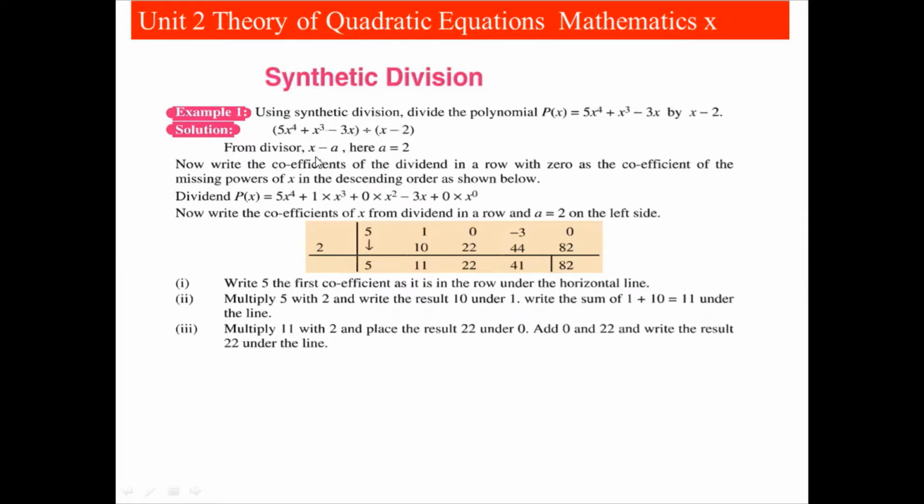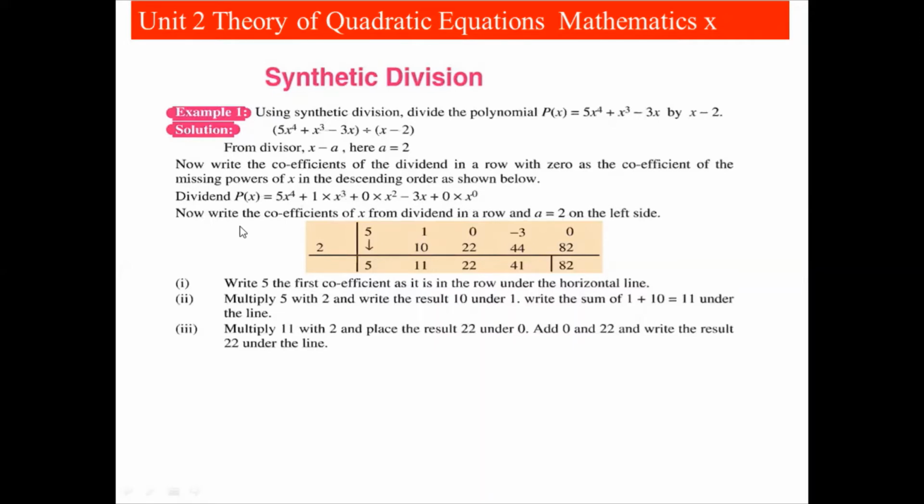Now we have to write the coefficients of the dividend in a row, with 0 as the coefficient of the missing powers of x, in descending order as shown below. The dividend is p of x, 5x^4 plus x^3. Here x^2 is missing, so we can write plus 0 times x^2, and minus 3x. Again the constant term is missing, which can be written as plus 0 times x^0.